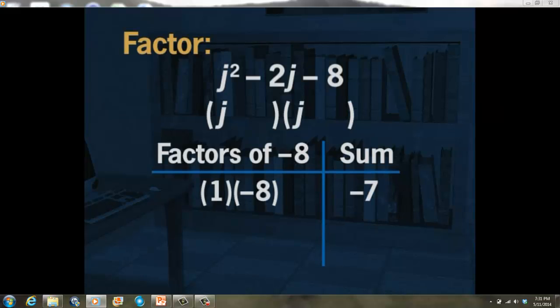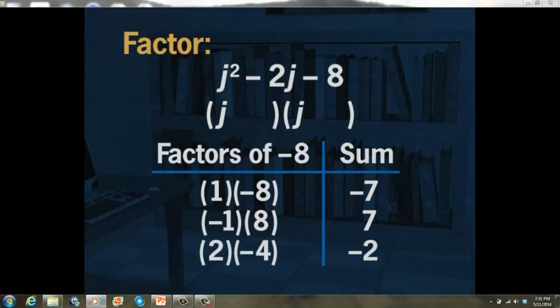1 and negative 8 add up to negative 7, so that's not it. Negative 1 and 8 add up to positive 7, so that's not it either. 2 and negative 4 add up to negative 2. That's it! The factors are j plus 2 and j minus 4. It checks.